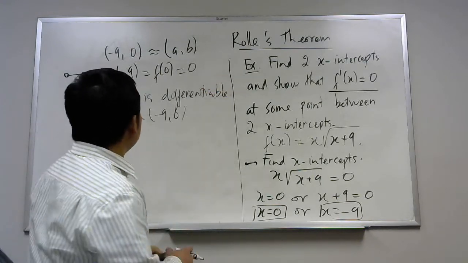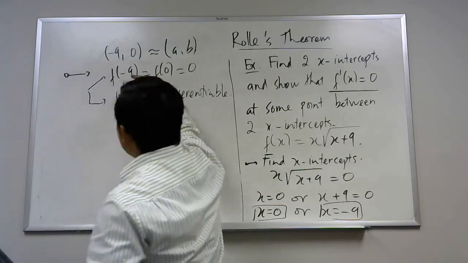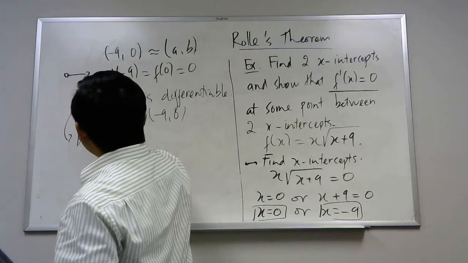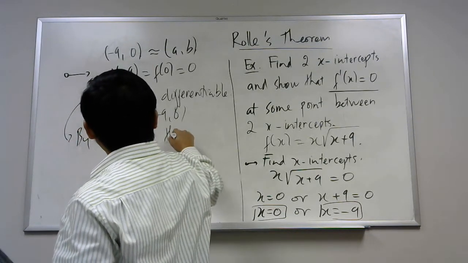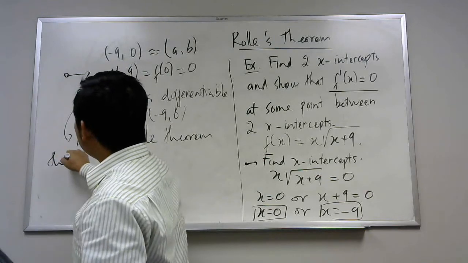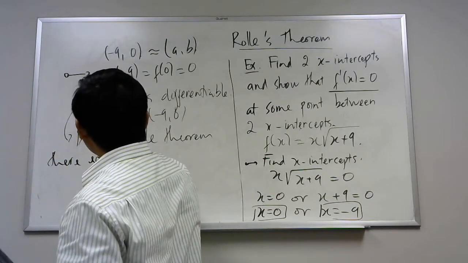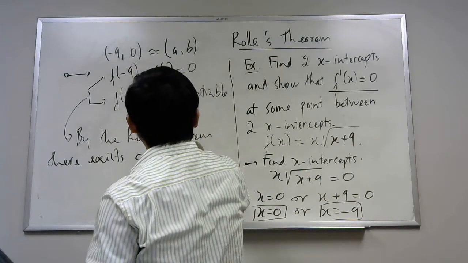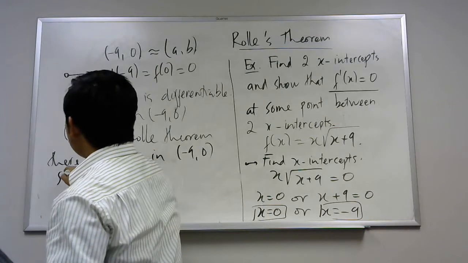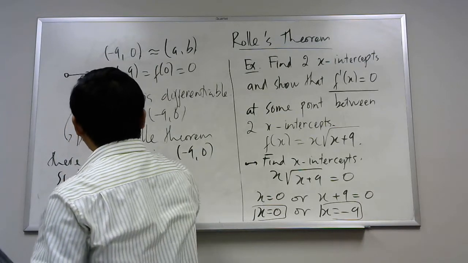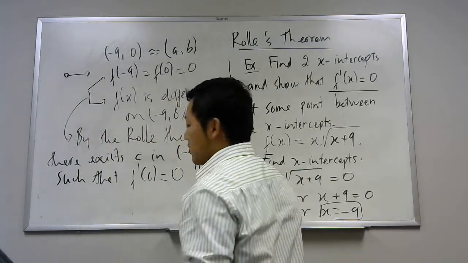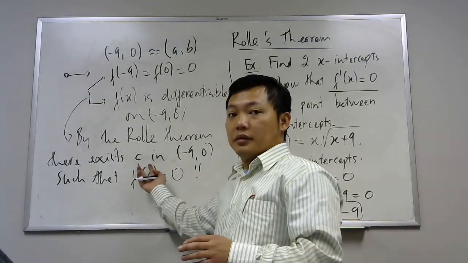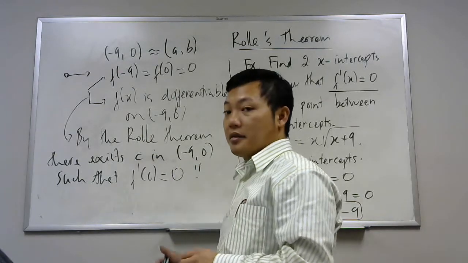So by the Rolle theorem, you see this function satisfies the conditions of the Rolle theorem, right? So I say by the Rolle theorem, there's a c in (-9, 0) such that f derivative of c equal to 0. So we finish this problem. We just proved the existence of critical points in (-9, 0).